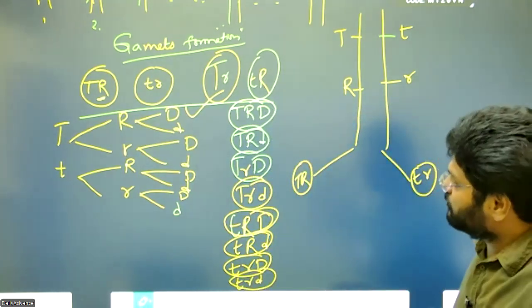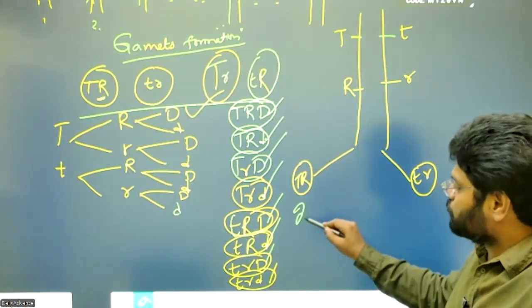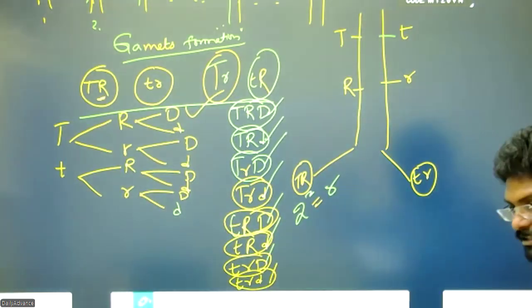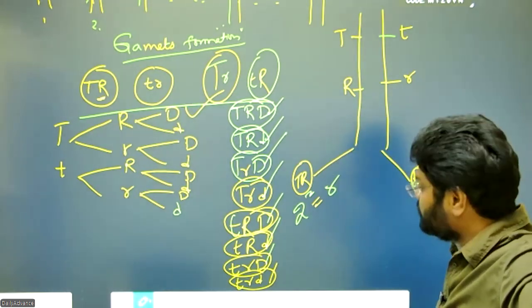See how many formed? 1, 2, 3, 4, 5, 6, 7, 8. 2 power 3, 8. 8 genotypes. N is 3 here, 2 power n, 2 power 3 is equal to 8.